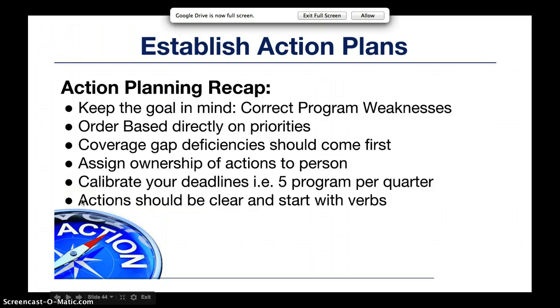Actions should be clear and start with a verb. Start with verbs. So it's really important to make sure that you craft those descriptions accordingly.